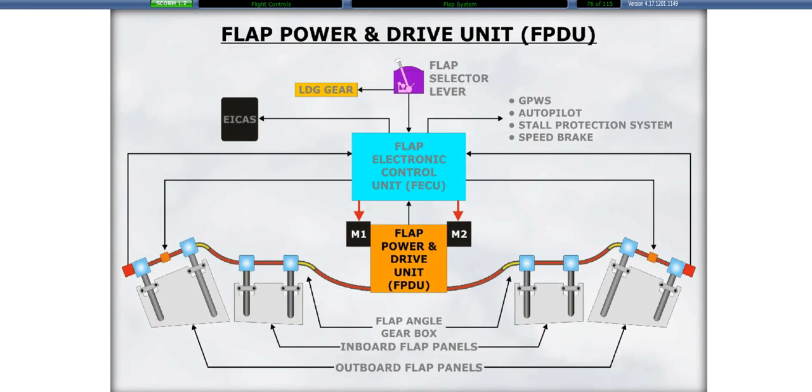The FPDU consists of 2 electric motors connected to a differential gearbox. Each motor is controlled by the FECU through an independent channel. Both motors drive a set of gears, which in turn drives a flexible shaft. This shaft drives all the flap actuators.